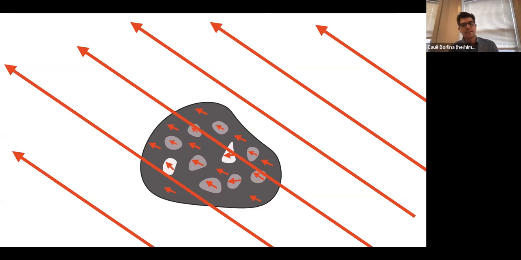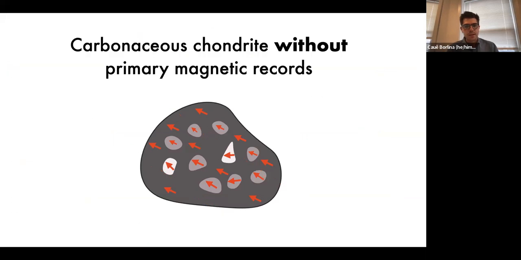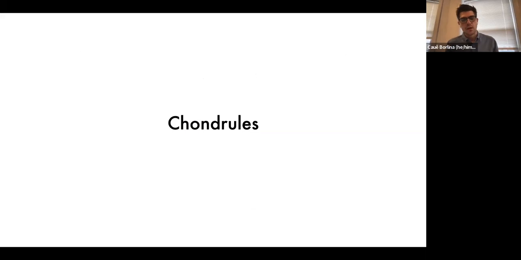Now, the other thing that can also happen is during atmospheric entry, you can have high enough temperatures that could potentially reset the record. And of course, you can also have the case that parent body alteration could completely alter and modify the primary magnetic records. So in this case, when the inclusions and the matrix are all pointing in the same direction, they'll likely suggest a carbonaceous chondrite that doesn't have a primary magnetic record.